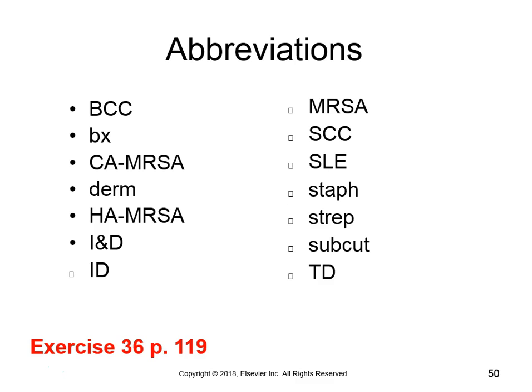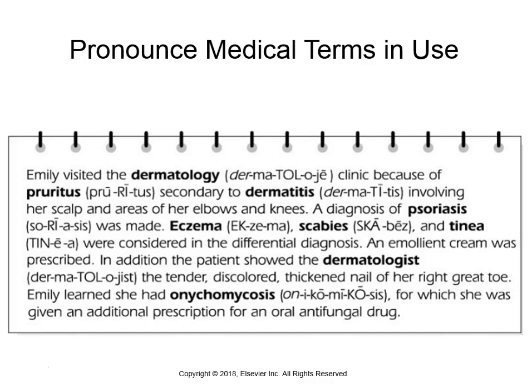So here are those abbreviations. A lot of them have to do with the different skin cancers that you can have. There's different types of MRSA, whether it's community gotten or hospital gotten, so please take a look at those a little bit. This is one example of what that medical terms and context looks like. You should be able to read through this, pronounce the words correctly, know what they mean, that kind of thing.